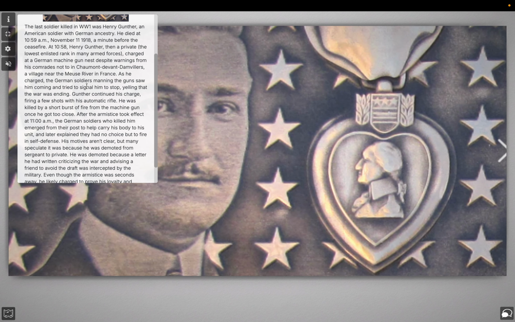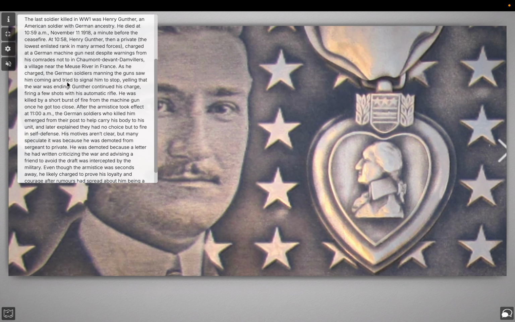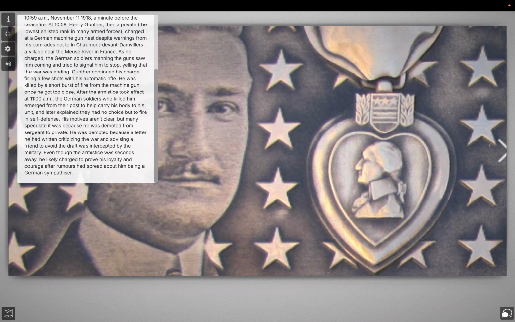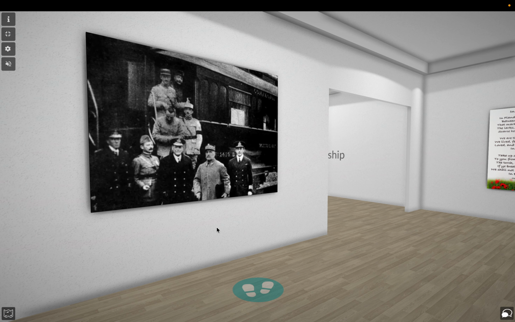Henry Gunther was the last soldier killed in World War I. He was an American soldier with German ancestry, and he ran in front of the Germans. Why? Many people say it was because he was demoted to private for basically telling his friends not to join the war, and he wanted to prove himself as a true American. He didn't want anyone to think he was a German sympathizer, which he might have been, we don't know.